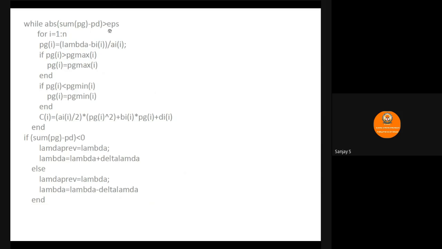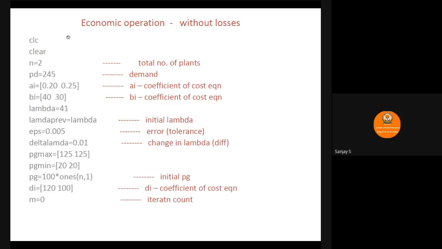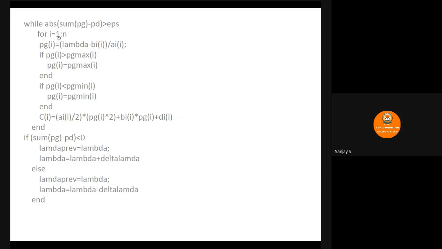But instead of 0, they take the tolerance value, and they say if Pg minus Pd is greater than 0.005, then for I varying from 1 to n, which is your total number of plants. Here it is 2, so I varies from 1 to 2. Pg of I is equal to lambda minus Bi of I divided by AI of I. Already you have seen this formula, lambda minus Bi by AI for Pg. If Pgi, whatever is obtained, is greater than the maximum value, set it equal to maximum. If it is less than minimum, set it equal to minimum. This is what we do in case 2, as you know.